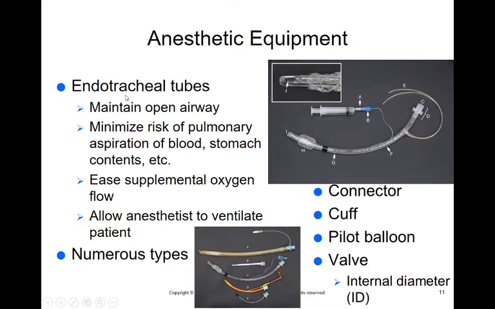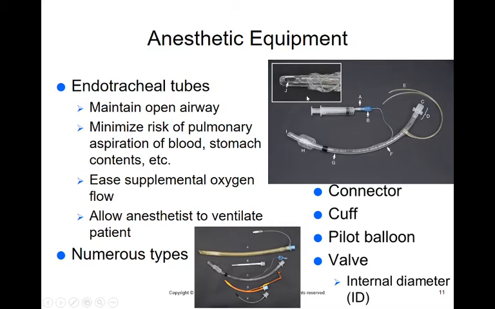So here we go. Endotracheal tubes. This is how we put the anesthesia directly into the patient. It goes into the trachea. Helps us to maintain an open airway, minimizes the risk of pulmonary aspiration of blood, stomach contents, etc. And the way that it does that is we can close the tube off by blowing up this bubble. So this helps us, if this tube is not big enough to completely close off and seal that trachea, we can blow up this balloon here and that will fully close it.